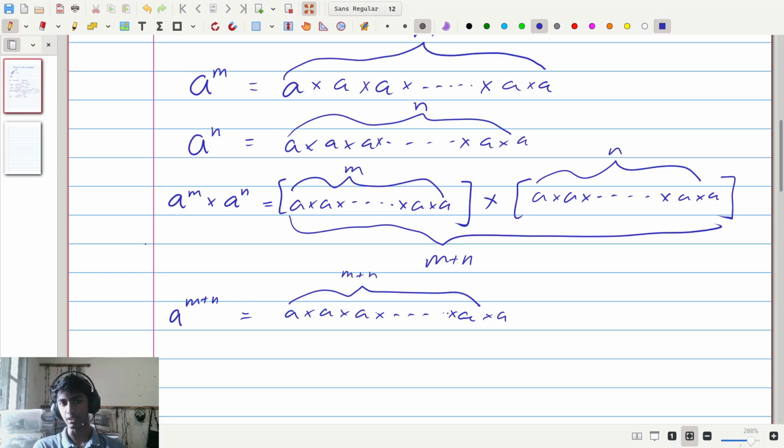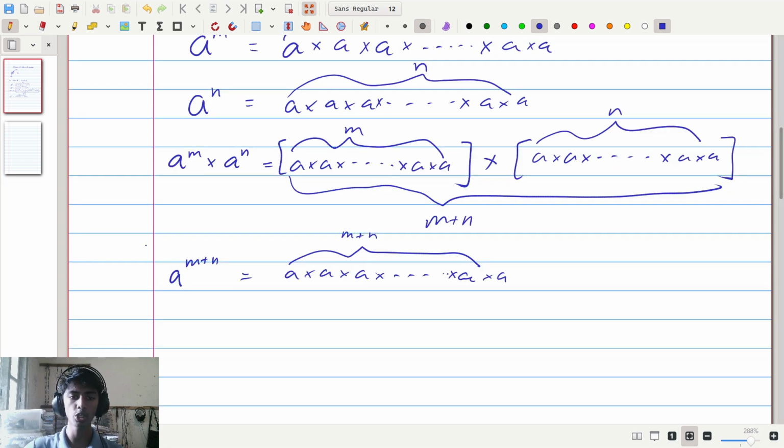So here we can see a to the m times a to the n is equal to a to the m plus n. This is going to be our first index law. We're going to write it down. A to the m multiplied by a to the n is equal to a to the m plus n. This is true for all the values that we're going to consider. It is true for non-integer m and n as well, but right now we're only considering integer m and n.